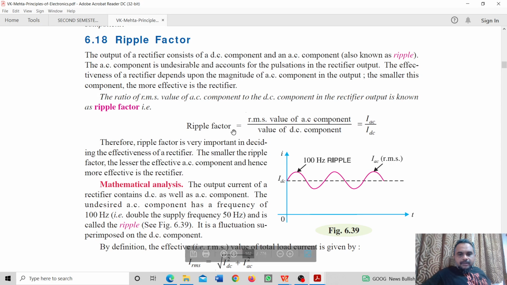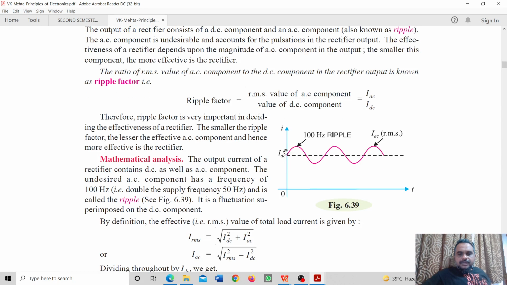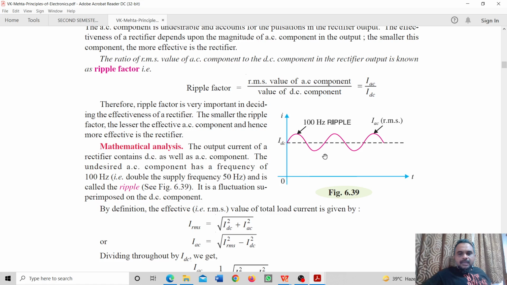To understand the percentage of AC component in the output of a rectifier, we use a thing called ripple factor. Ripple factor is basically the AC component RMS value in the output divided by the DC component. In this output, you can see there are some ripples available, and this ripple factor is the measure of that, but we have to find out the RMS value of the AC component.